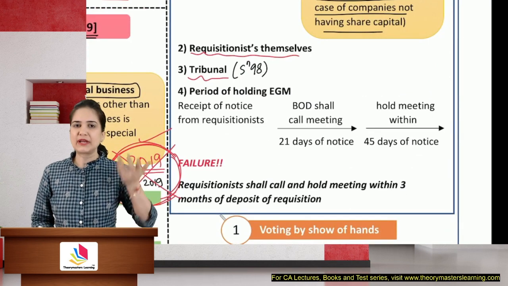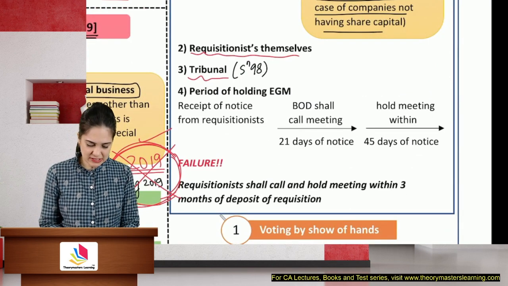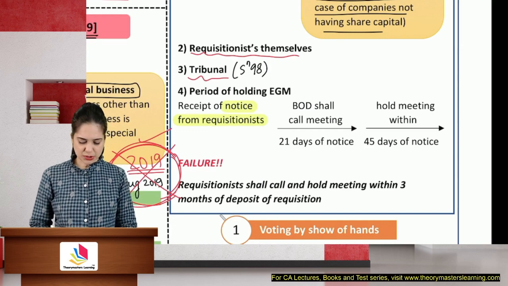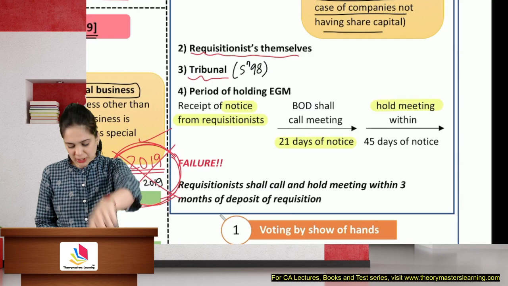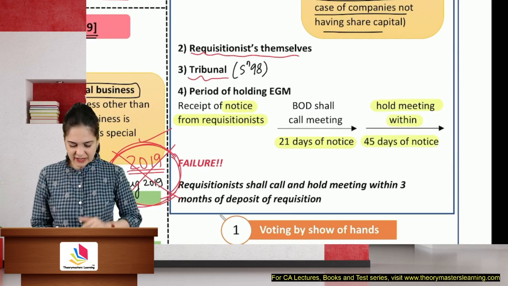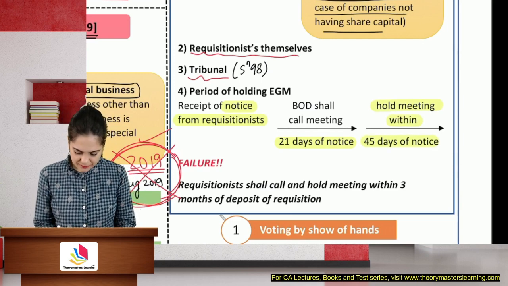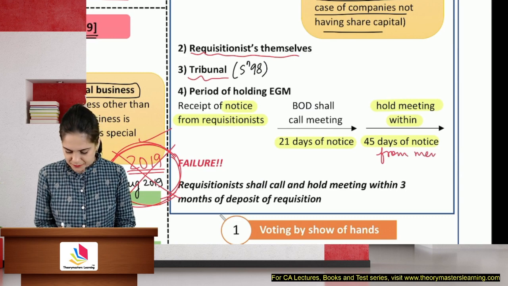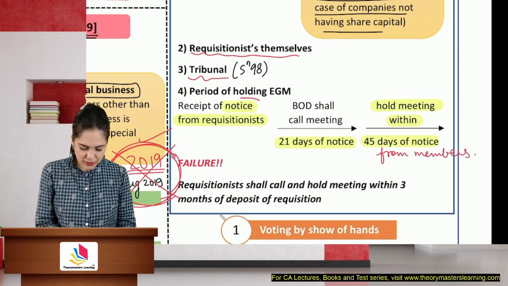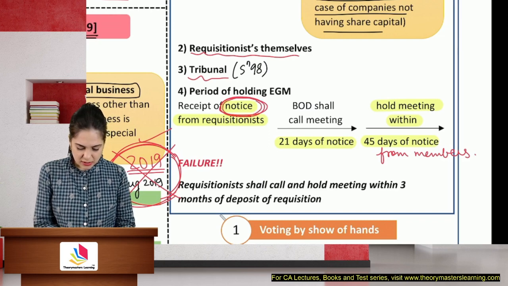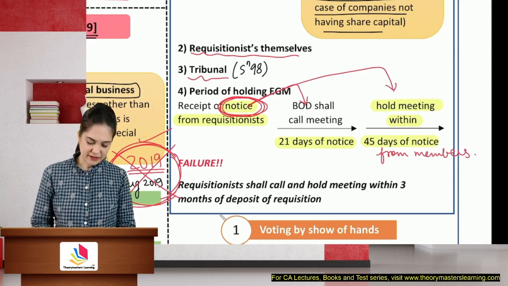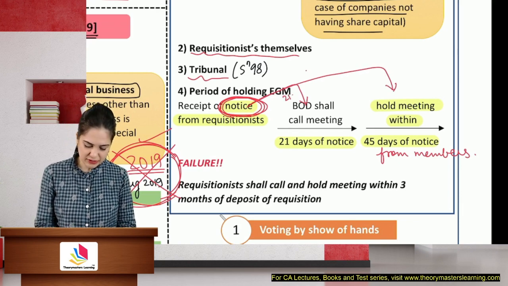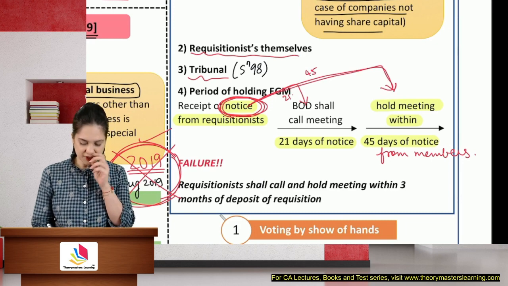What is the period of calling and holding the meeting? As soon as we receive the request, the notice from the requisitionist, the board will call a meeting by giving 21 days notice, and they will actually hold the meeting within 45 days of receiving notice from members. So within 21 days, you need to call, and within 45 days of the notice, you need to actually hold the meeting.